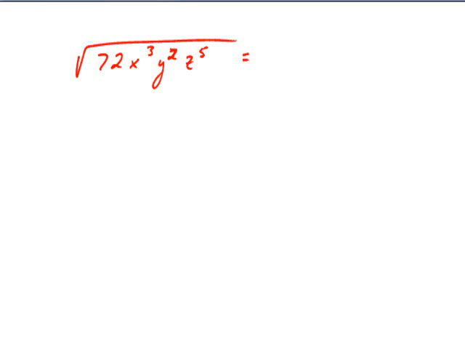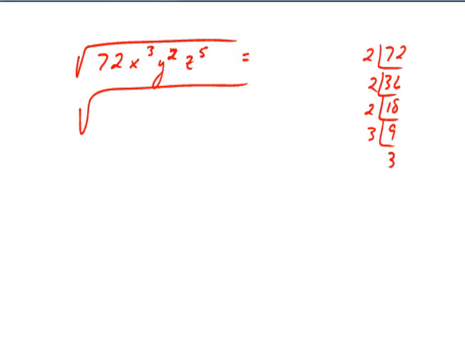If I expand this into prime factored form, if I divide by 2, divide by 2 again, divide by 2 again, now divide by 3, my radical becomes the square root of 2 times 2 times 2 times 3 times 3. If I expand my x's, expand my y's, and expand my z's, my radical would look like this.